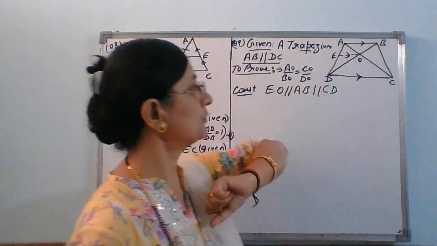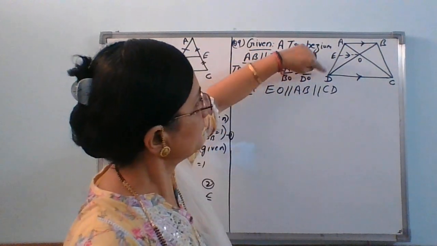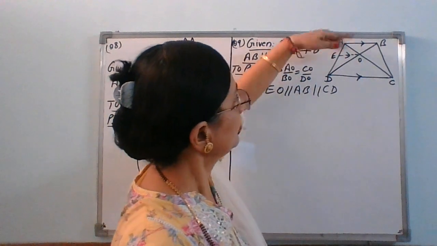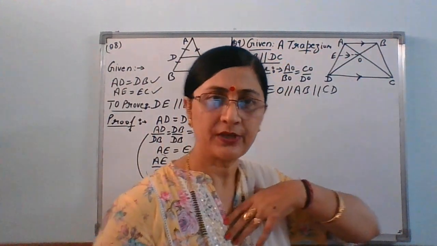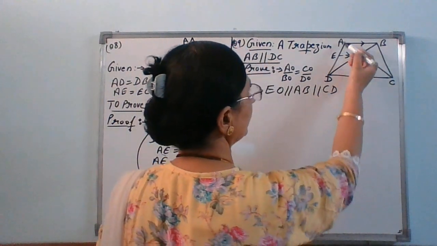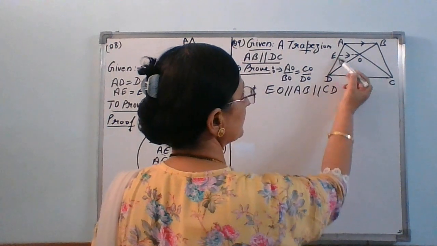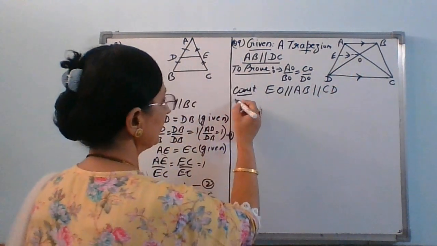Now we'll be using two triangles here. You can see this is parallel to this here. So in triangle ADB, these sides are parallel, so sides will be in ratio. And secondly, I'll be considering triangle ADC. Because these sides are parallel, sides will be in ratio. I'm doing that. Proof.